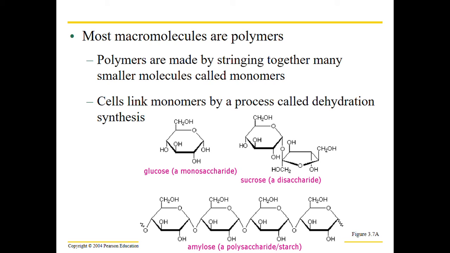It's like if you're stringing Fruit Loops. Each Fruit Loop is a monomer, and by the time we get to a finished Fruit Loop string, or necklace or bracelet, whatever, we have a polymer. So the finished product is a polymer, and each of those little Fruit Loops is a monomer. And the way we link these is with a process called dehydration synthesis.